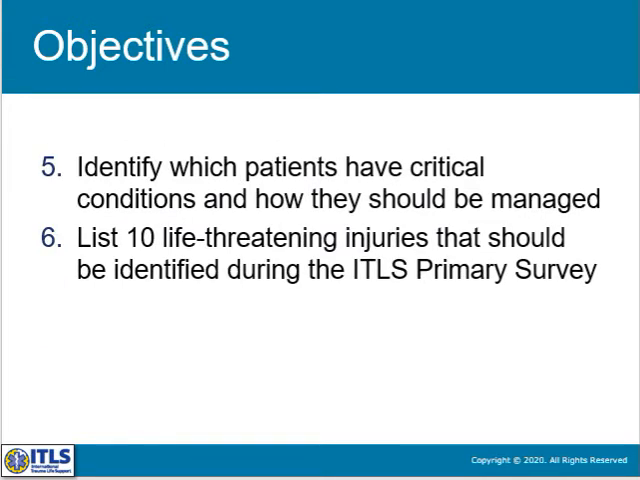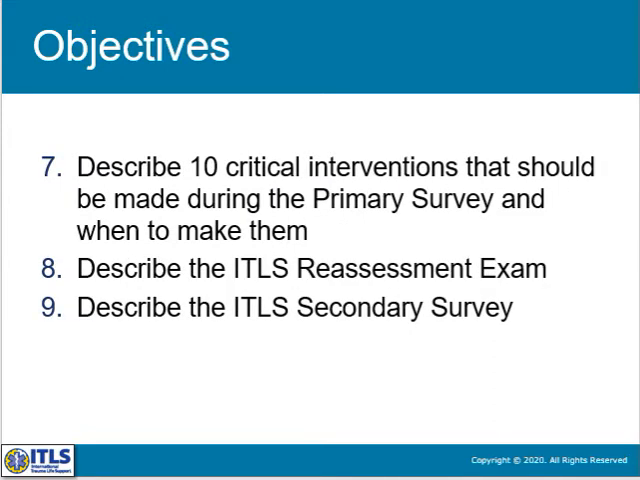We'll also talk about critical load and goes and how those should be managed, as well as any life-threatening injuries that are identified during your primary survey, what you should be doing with those. Continuing on, we'll also be able to describe the critical interventions that should take place if they do occur during your primary survey, how to manage them, and then you'll need to know what describing a reassessment exam is, or an ongoing exam, and secondary surveys.